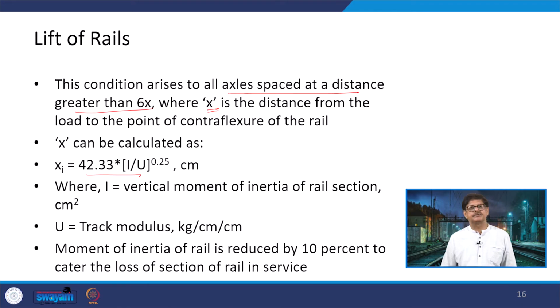So, once we have these values, then the moment of inertia of the rail is reduced by 10% to cater to the loss of section of the rail in service. If there is a problem with the rails, they are not being maintained, and the section has reduced, then in that case instead of an increase which we have talked about previously, there will be a reduction of 10%.